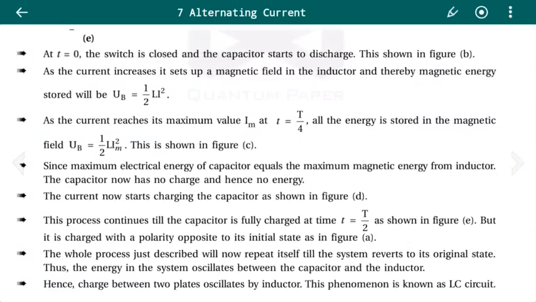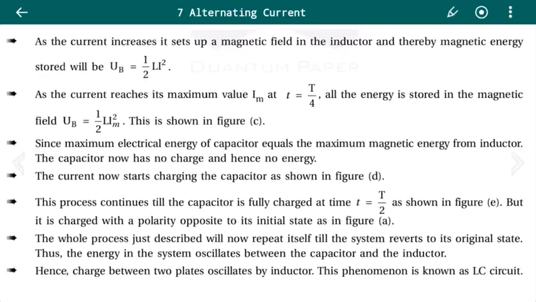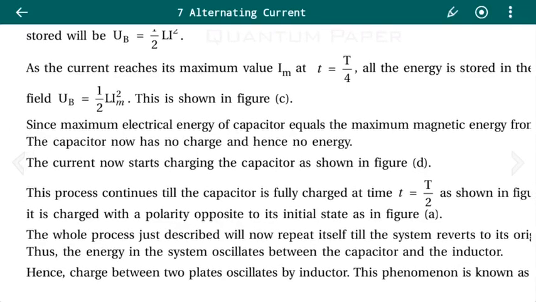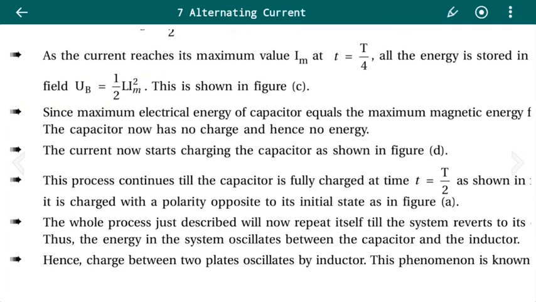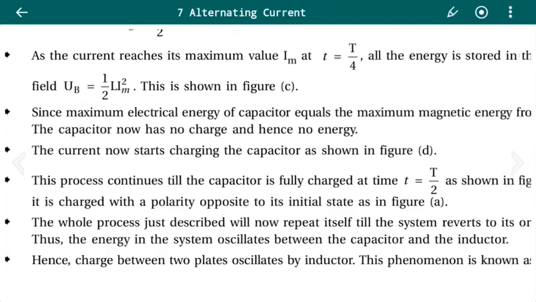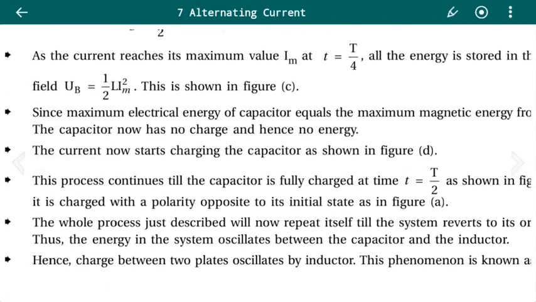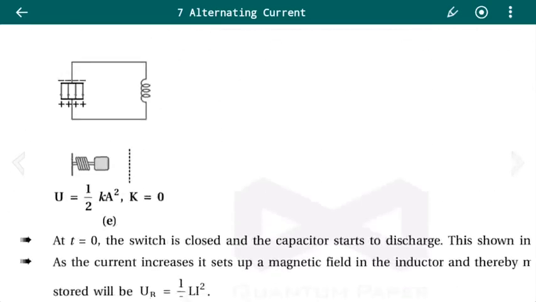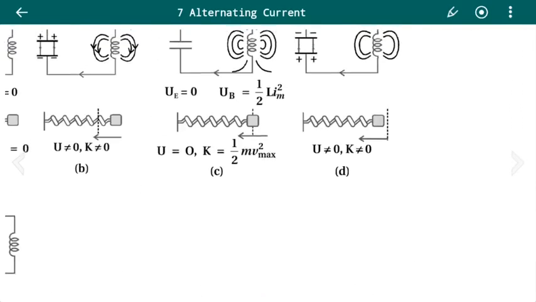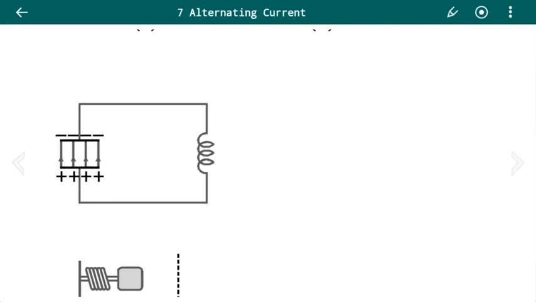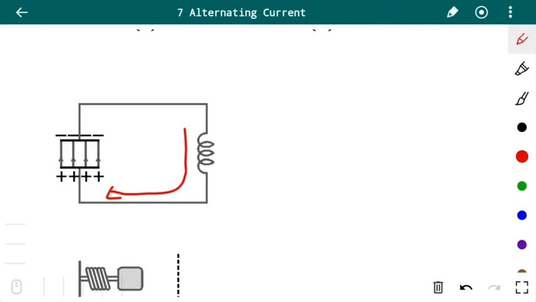Since the maximum electrical energy of the capacitor equals the maximum magnetic energy of the inductor, the capacitor now has no charge and hence no energy. The current now starts charging the capacitor as shown in figure D. This process continues till the capacitor is fully charged at time t equals T by 2, as shown in figure E. But it is charged with a polarity opposite to its initial state in figure A. As you can see in this figure, when there is the maximum current through the inductor, this current now starts charging the capacitor, but now the polarity is reversed. That means the plate which was initially negatively charged now becomes positively charged, and the one which was positively charged now becomes negatively charged.